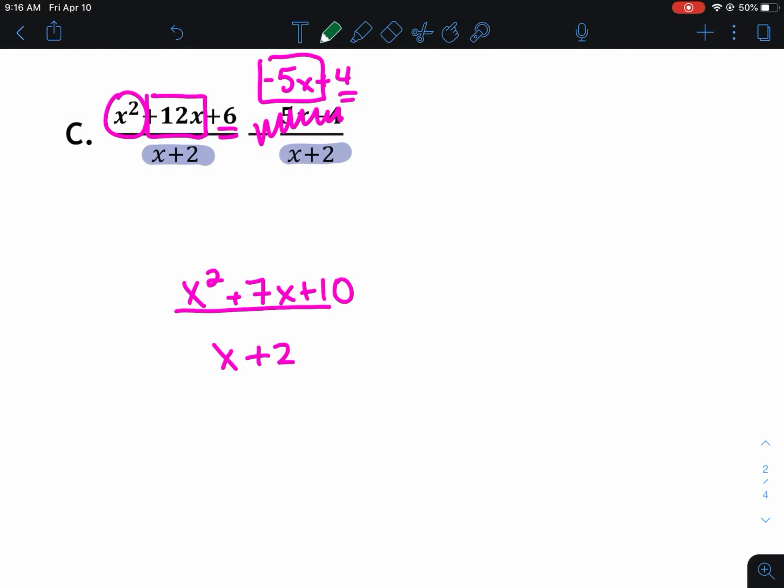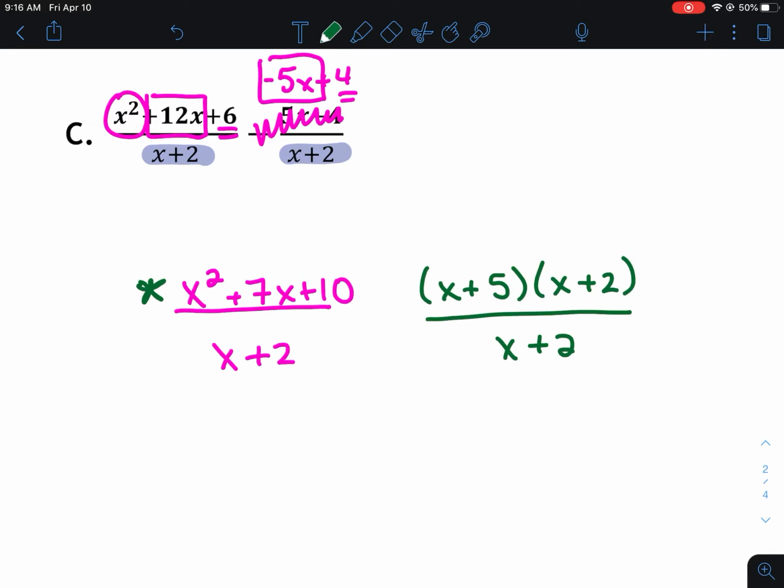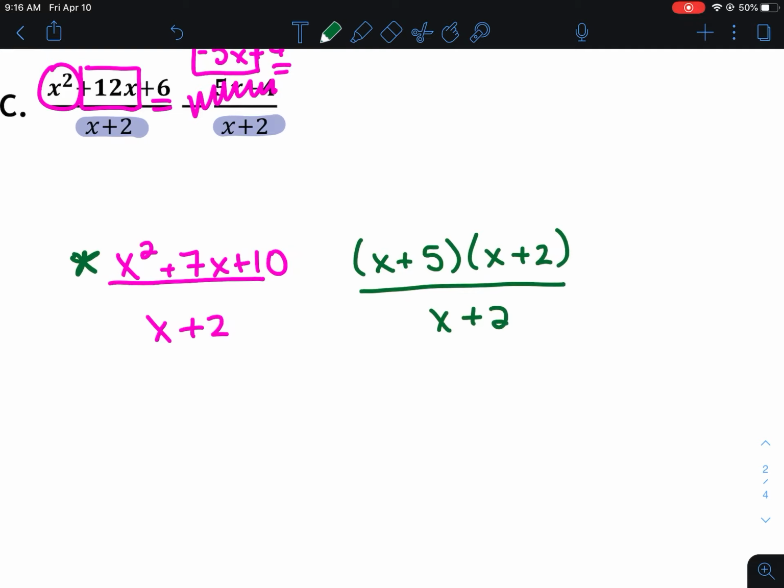But this one has a little bit more to it. Okay, so if you notice, this actually factors. Well, multiplies to give you 10, adds to give you 7. X plus 5 and x plus 2. Why is that so special? Because now our x plus 2's cancel, and we are just left with x plus 5.